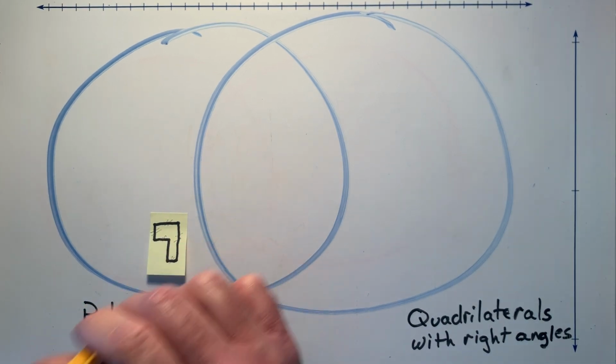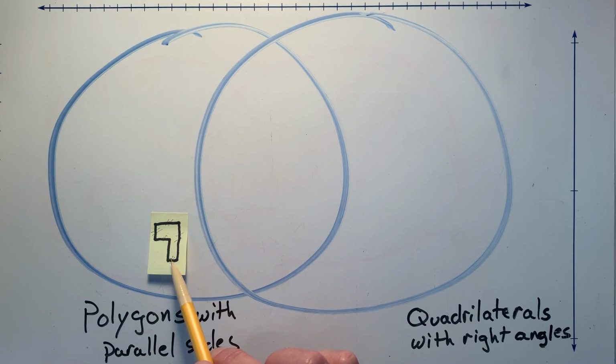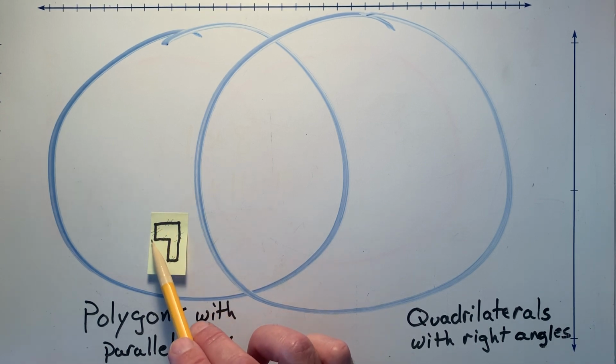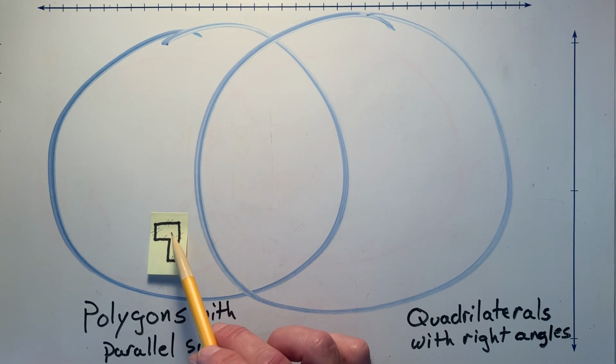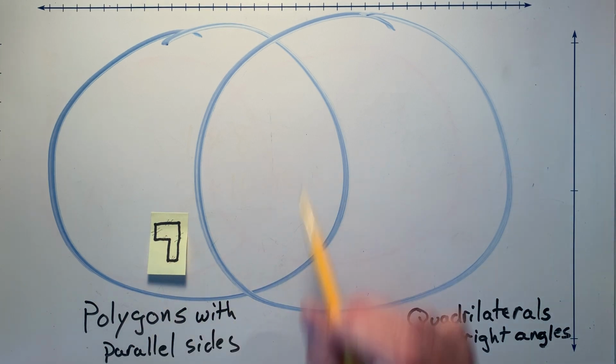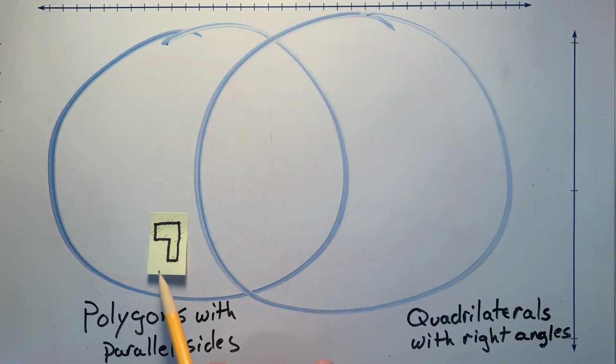So this is a polygon, straight-sided. Doesn't matter how many sides, but it is straight. There's no curves, and it's flat. Therefore, this is a polygon. Does it have parallel sides? Yes. I can keep it inside this circle. Just can't put it here because, again, it's not a quadrilateral. All right, let's take a look at another one.